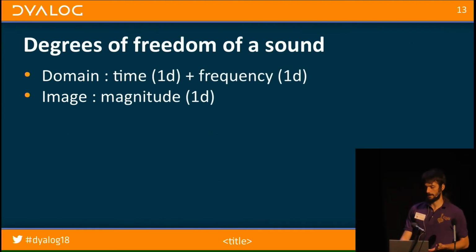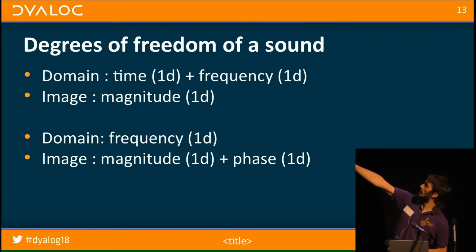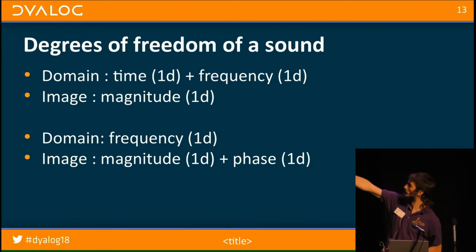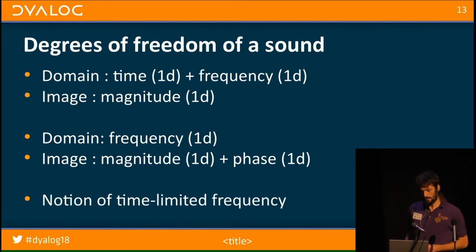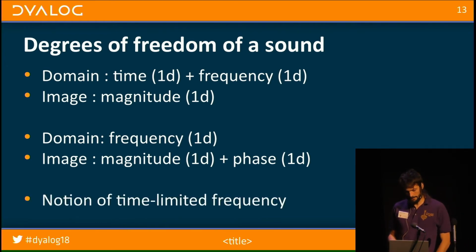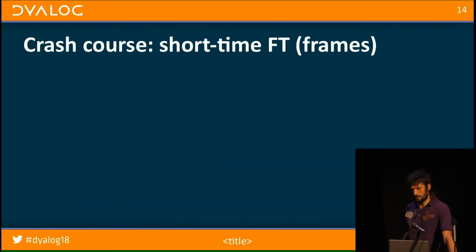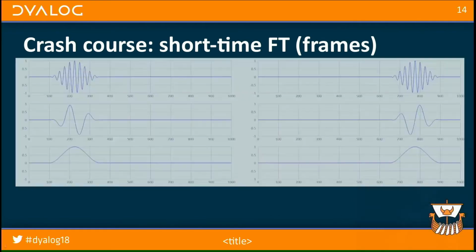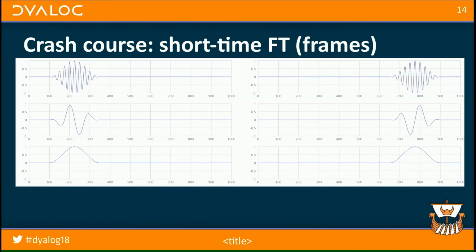And that's not what we wanted, right? What we wanted was to have a 2D domain, right? And we end up with a 2D image, so we're not there yet. We need a notion of time-limited frequency, and talking about time limitation, okay. So now we're going to push it a little further. We want to have atoms that have well-defined frequency, but that are also localized in time, right?